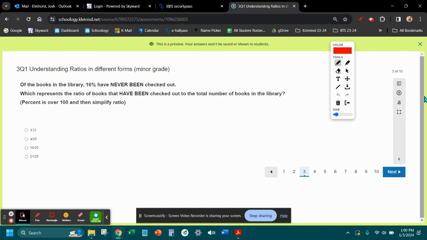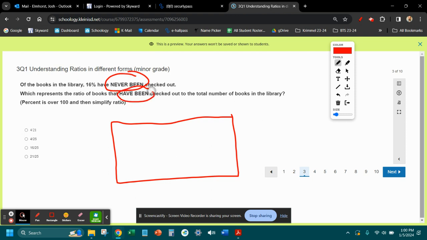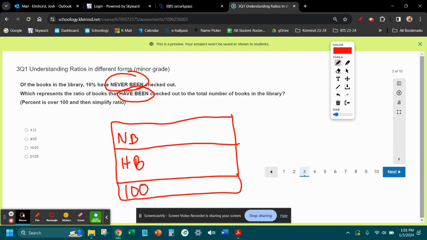So we set up a part total table to represent the context. We have never been and have been. So we can say never been, NB, have been, HB, and the total is the percent. Percent is out of 100. Now we go to never been, which is 16. The total is 100. So if there's 100% and 16% have never been checked out, what is the have been? 84.